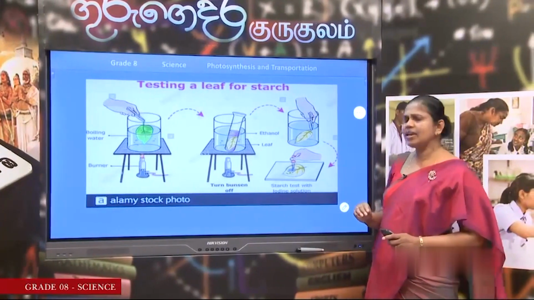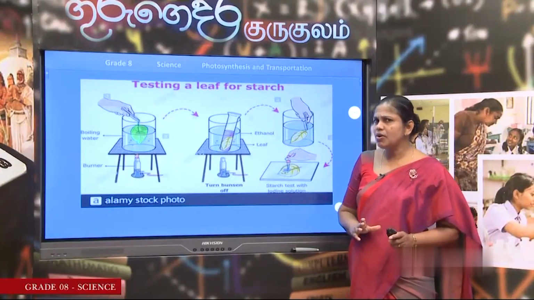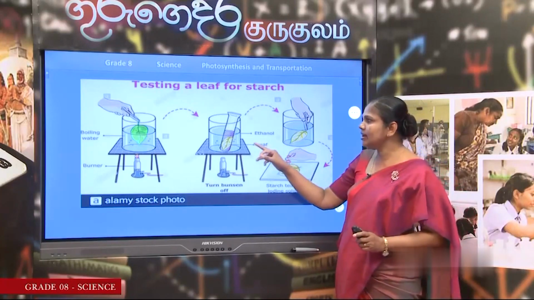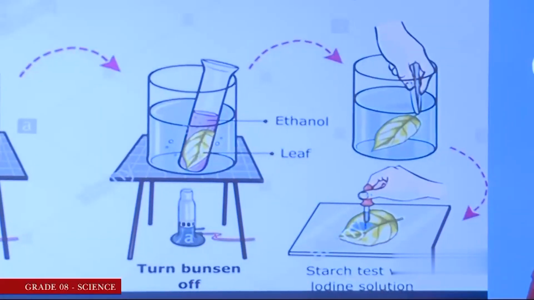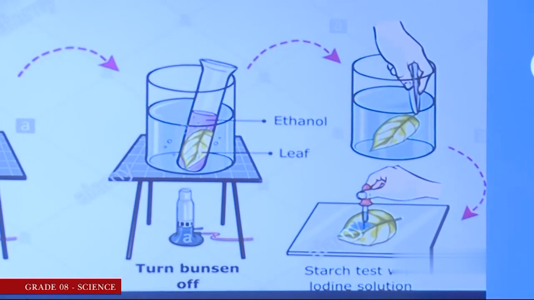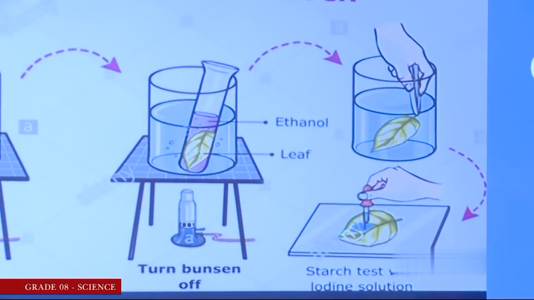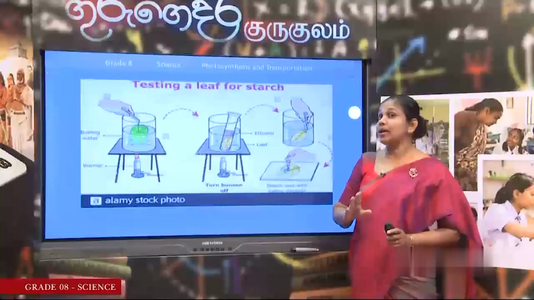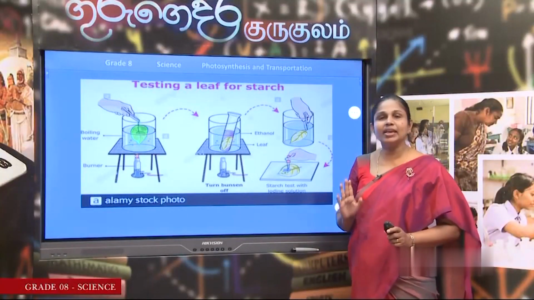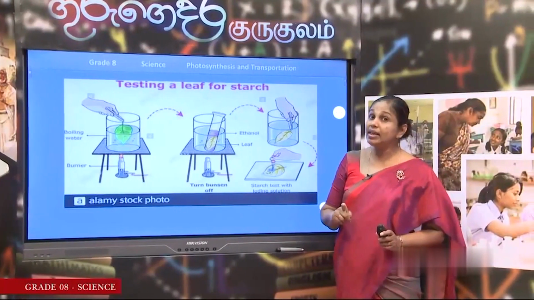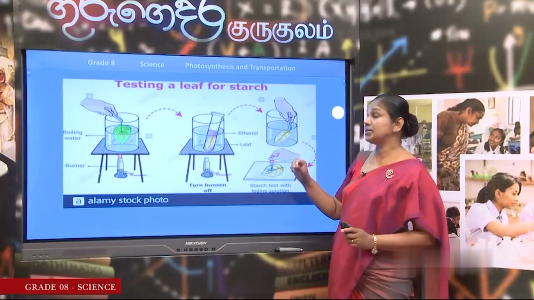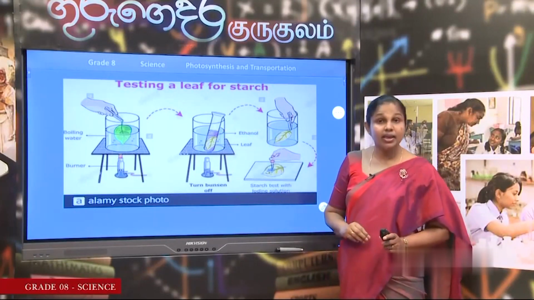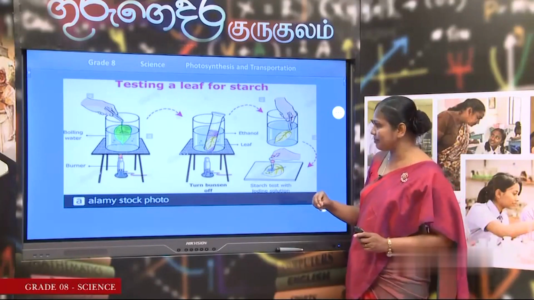Okay. Why can't we boil this ethyl alcohol directly using the flame? Why do we keep it inside a water bath like this and heat? There is a reason for that. Because this ethyl alcohol is highly flammable. It can catch fire easily. So, it is not allowed to heat ethyl alcohol directly on a flame. So, as a precautionary method, we heat ethyl alcohol by placing it in a water bath.